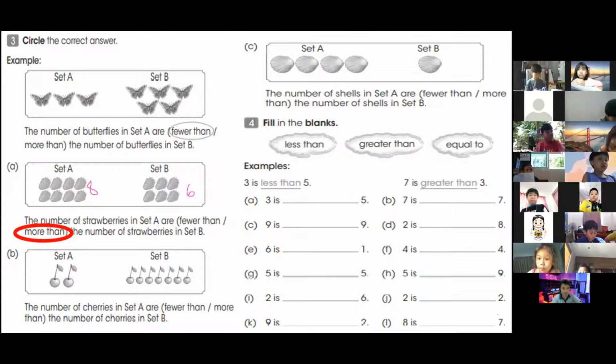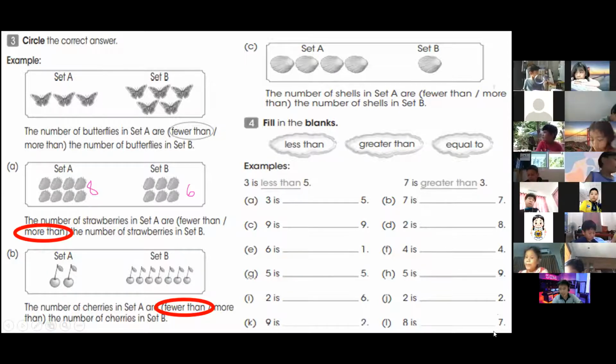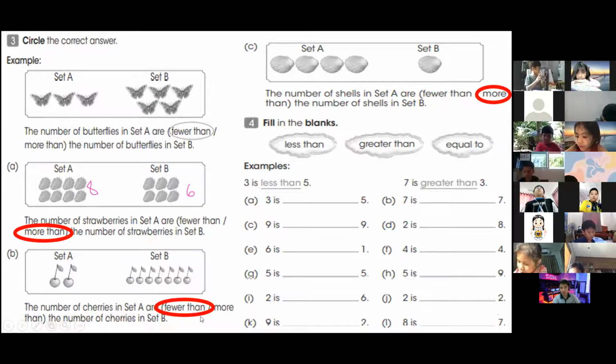In letter B, set A has fewer, because there are only 2. How about in letter C? In letter C, more than. Set A has more, because there are 4. So the answers: letter A, more than. Letter B, fewer than.